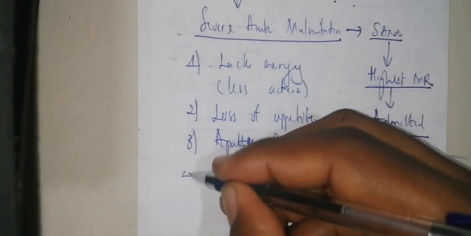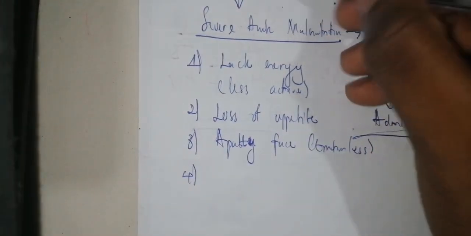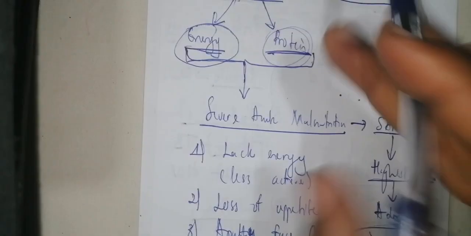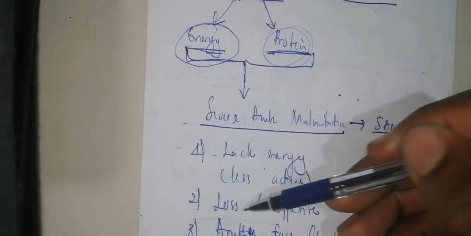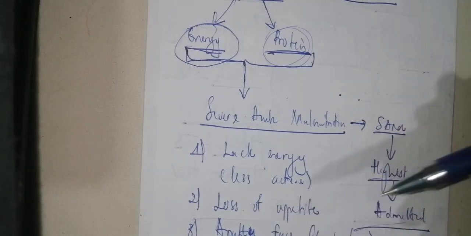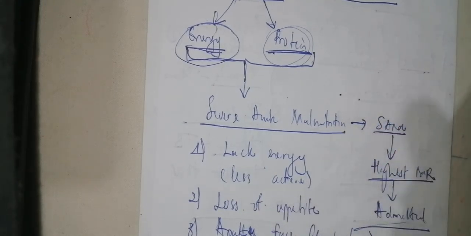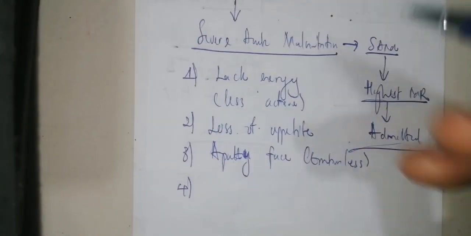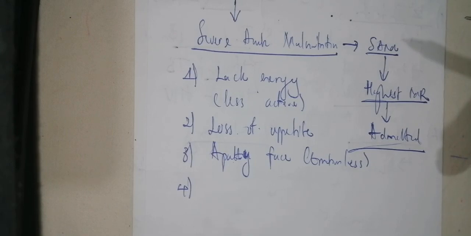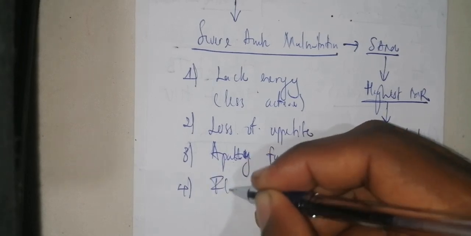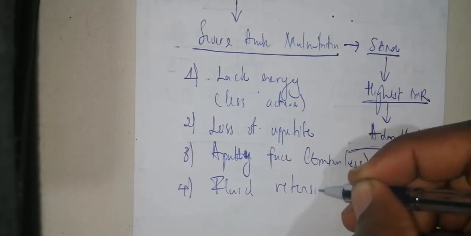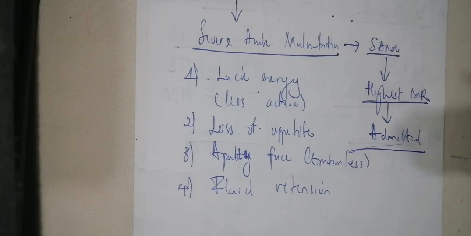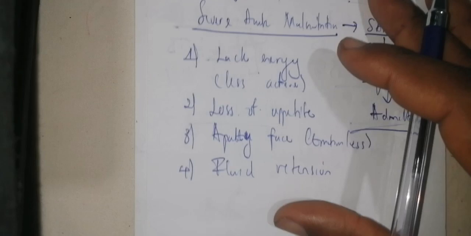Is it clear? Now the fourth element is for the proteins. The first element was for the energy. For the energy, they lack energy, so they have loss of appetite, and they lack energy for smiling. They have apathic faces. Now for the low level of protein, since they have low level of protein, what happens is that the body is going to retain fluids. Is it clear? You're going to have fluid retention because of low level of protein.